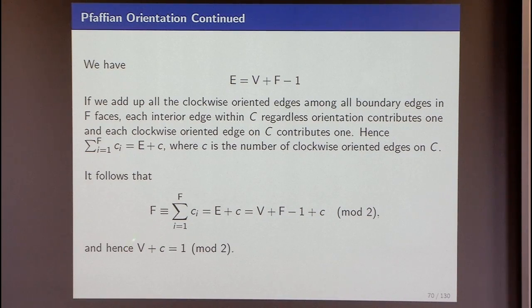Okay, so this says the number of vertices strictly inside versus the number of clockwise oriented edges on the cycle that you picked is of the opposite parity.